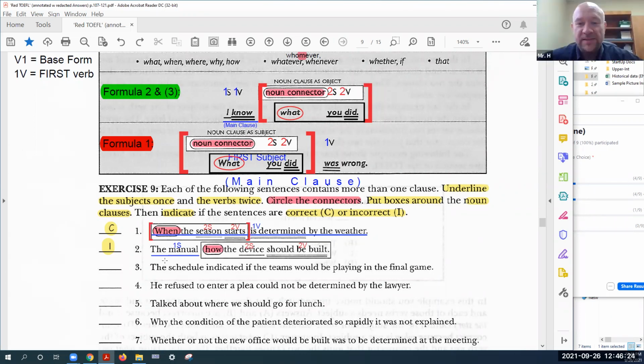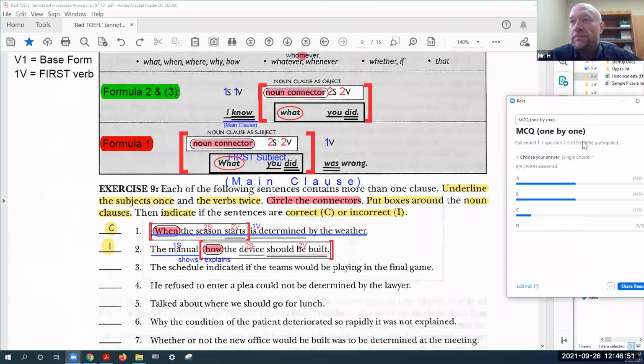That's right. So what do we have in the box? This is the noun clause, right? Now, what's missing? We need a verb. First verb. So the manual shows, or the manual explains how the device should be built. Let's just do these one by one. Number 3, everybody, I want you to choose your answer in the poll right now.